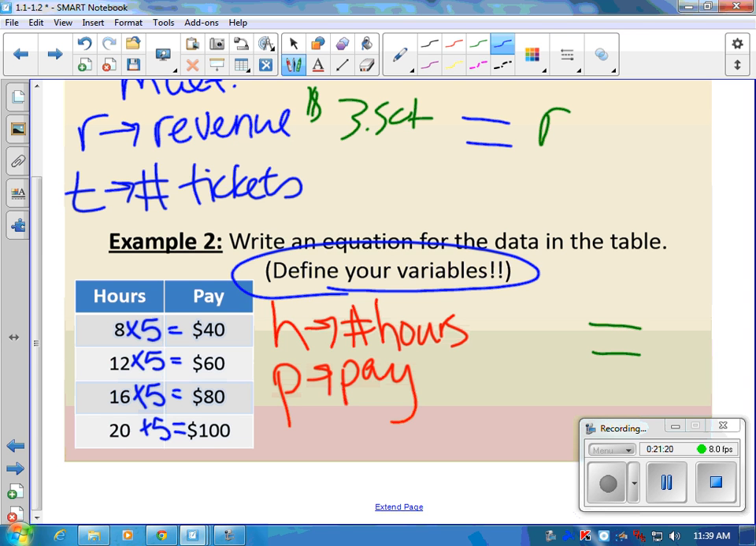So what is my equation going to be? And what order do I want to write that in? When I'm multiplying, what do I want to put first, the number or the variable? The number. So we would just want to write that as 5H. Standard form of an equation, we want to put the number first if we're multiplying. So I multiply 5 times the number of hours I work, and that'll tell me how much I'm going to get paid.